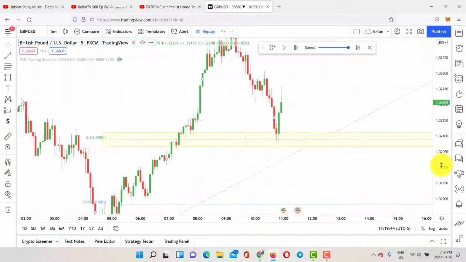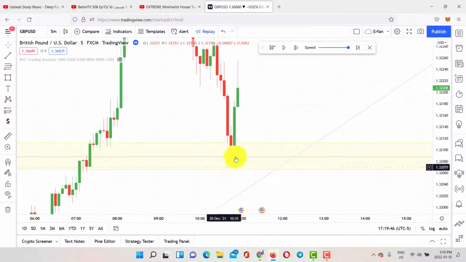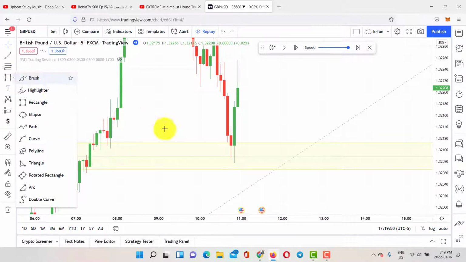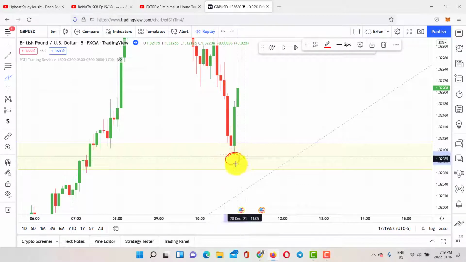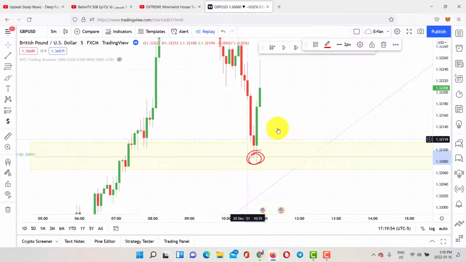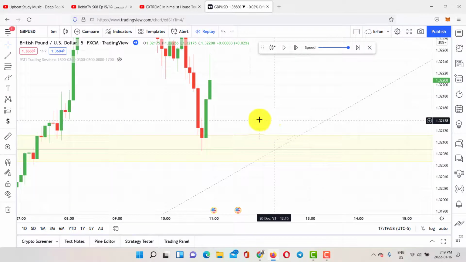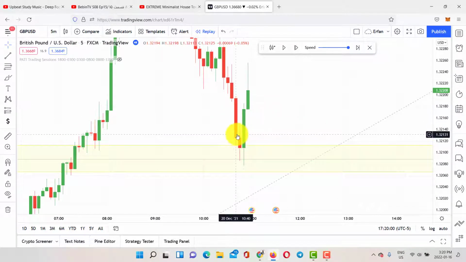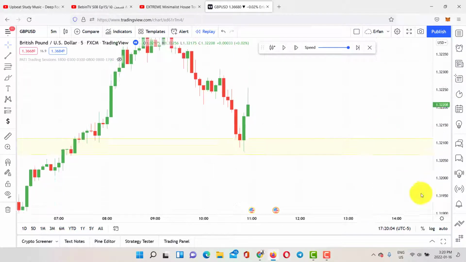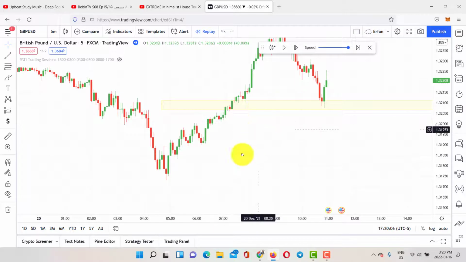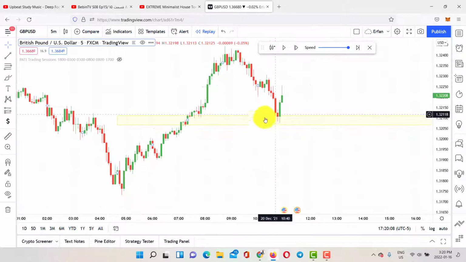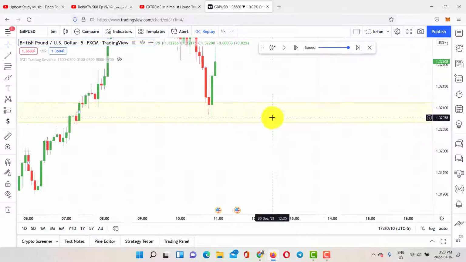Okay, see, once it tapped into this zone exactly at 0.5, see this shadow here, it tapped into 0.5 exactly. On top of it, we have a very strong bullish engulfing candle right after this red candle. So if I remove my Fibonacci indicator, you see that this zone is being respected.